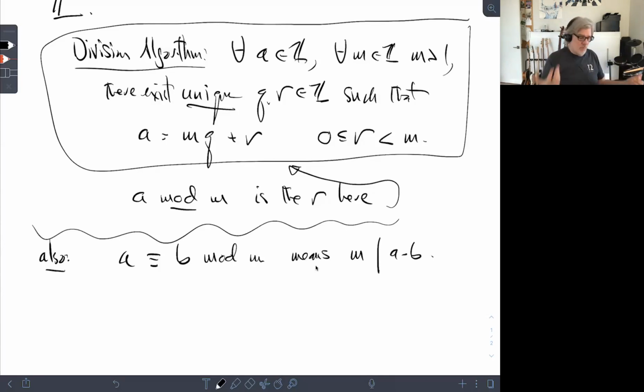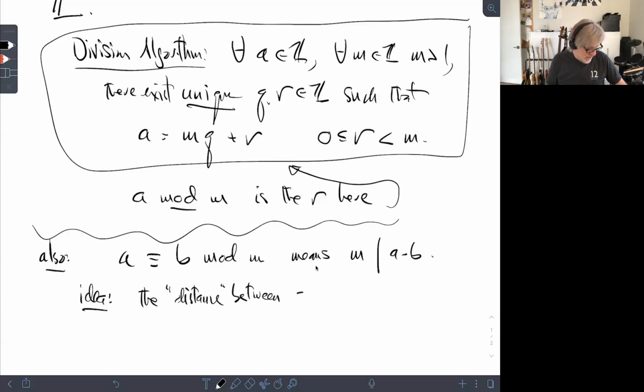Okay, so another way of seeing this is as follows. So what is a minus b? That's the distance between a and b as integers, and you want that to be a multiple of m. So the distance between a and b is a multiple of m. As you go from a to b or b to a, whichever, you're going to count a certain number of m's with no remainder.